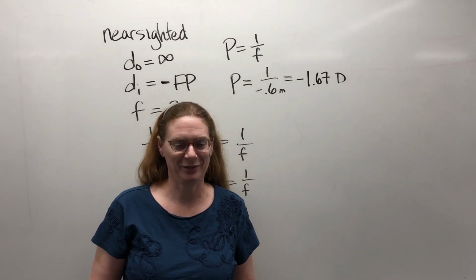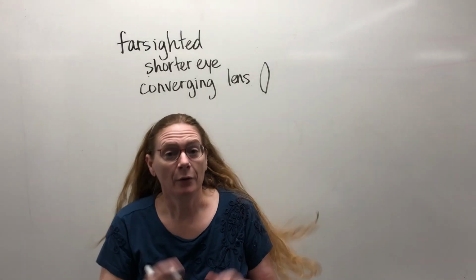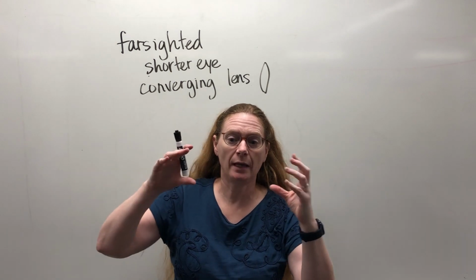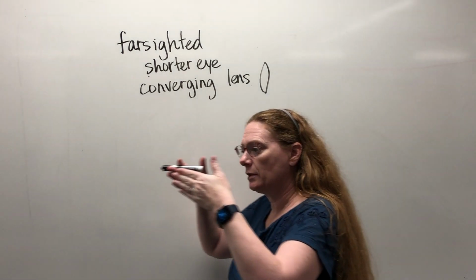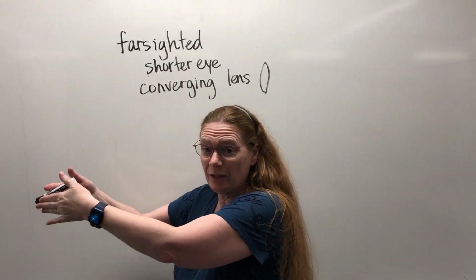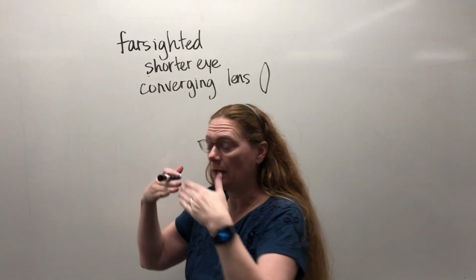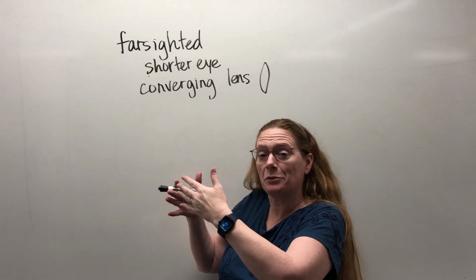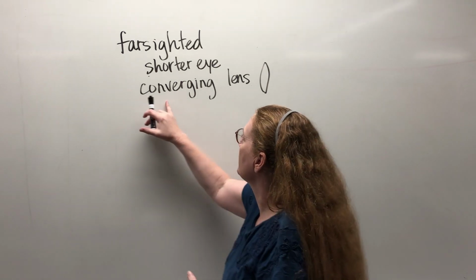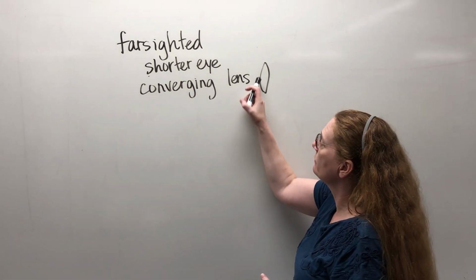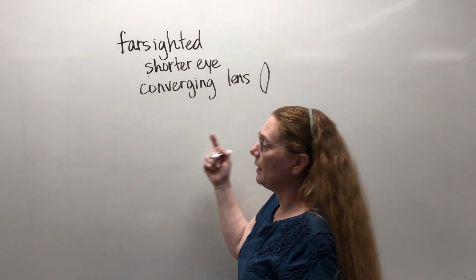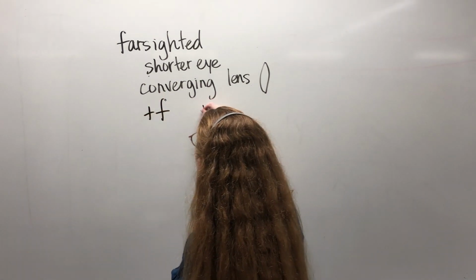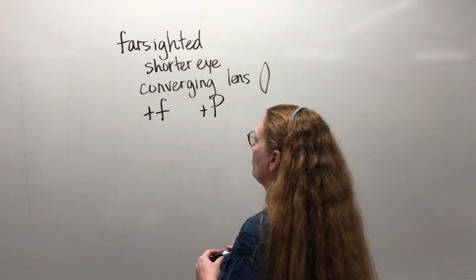Now let's do farsighted people. Okay, so for farsighted people, they have a shorter than normal eyeball, which means that the light that comes in actually gets focused down to a point behind the retina, behind our eyeball screen. And so we need to make those light rays come closer together more quickly. So we want to converge the light rays, so we use a converging lens. And a converging lens has a positive focal, which means we are going to have a positive power for our prescription.